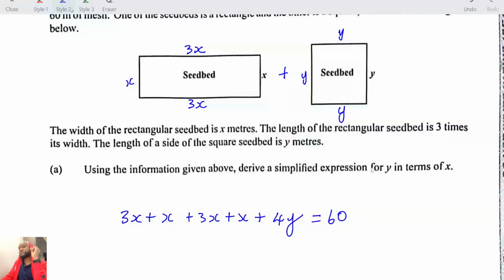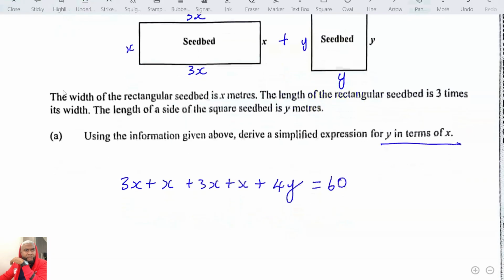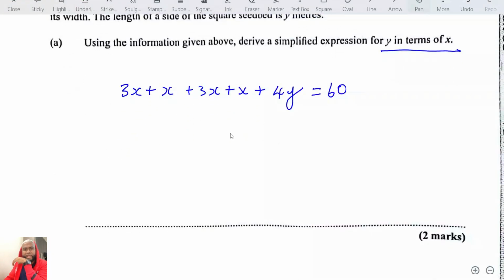So they want you to express y in terms of x. So what am I making the subject of the formula here, guys? If it's y in terms of x, y. I want y in terms of x, it means y is equal to something. But let me simplify the x's. When I add up all these x's, what would I get? 4x. 3x plus 1x is 4x. 4x plus 3x is 7x. 7x plus 1x is 8x.